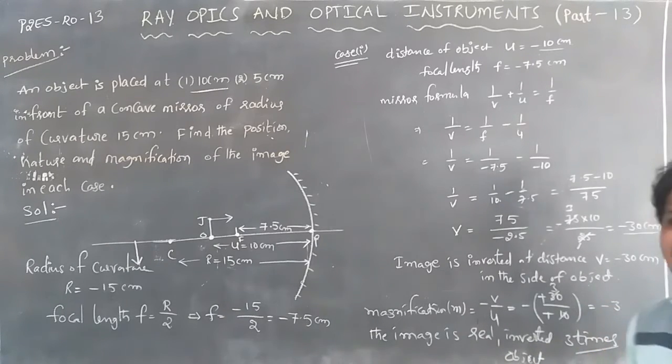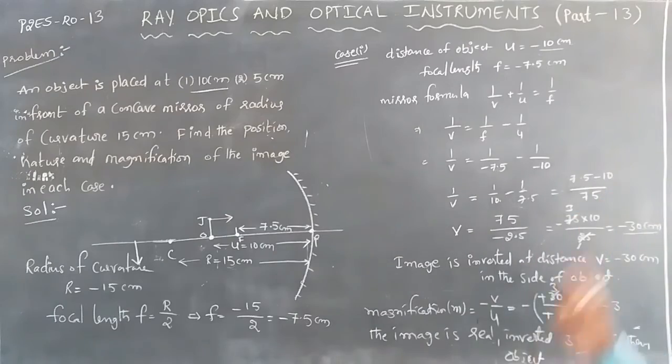Minus 3 means the image is magnified 3 times the object. So the image is real, inverted, and 3 times the size of the object. This is in the case of 10 centimeters.